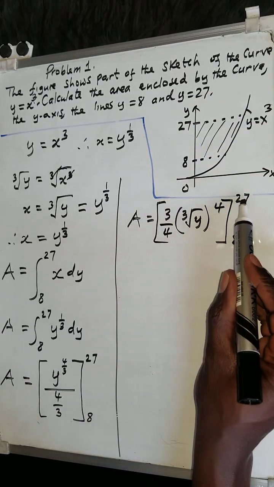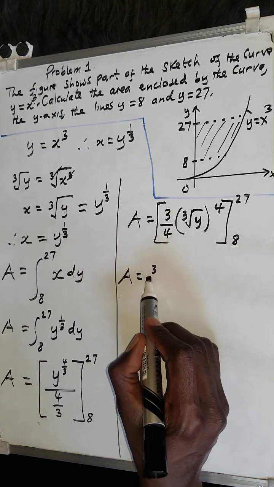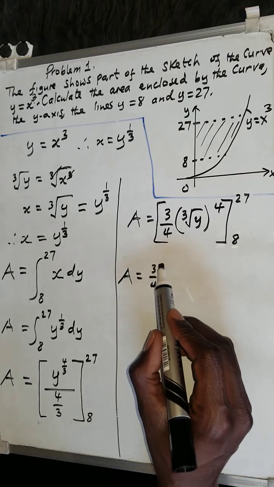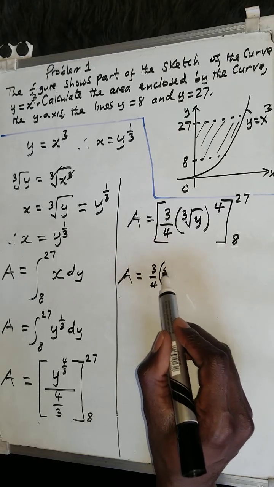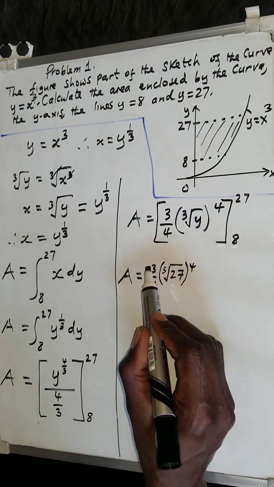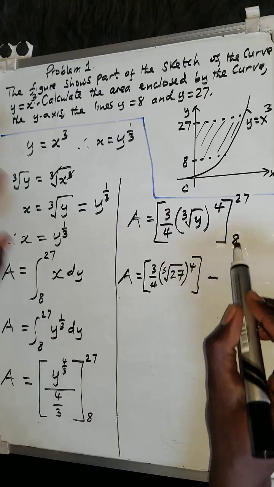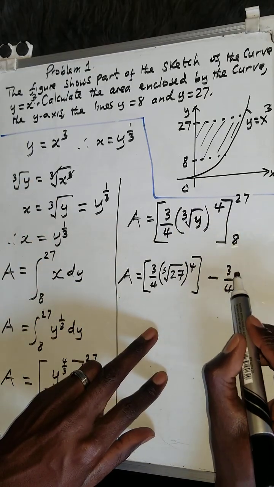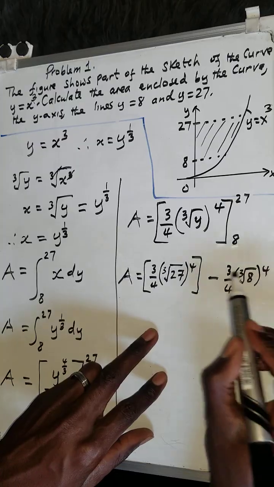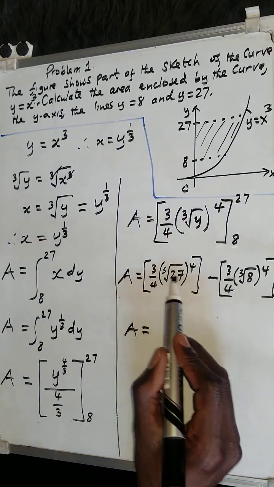So we can substitute the upper limit and the lower limit. So how is that going to be? It is going to be 3/4 multiplied by the cube root of 27, whatever I get raised to the power 4, subtract the lower limit, which is 3/4 multiplied by the cube root of 8 raised to the power 4. So the area is going to be the cube root of 27.